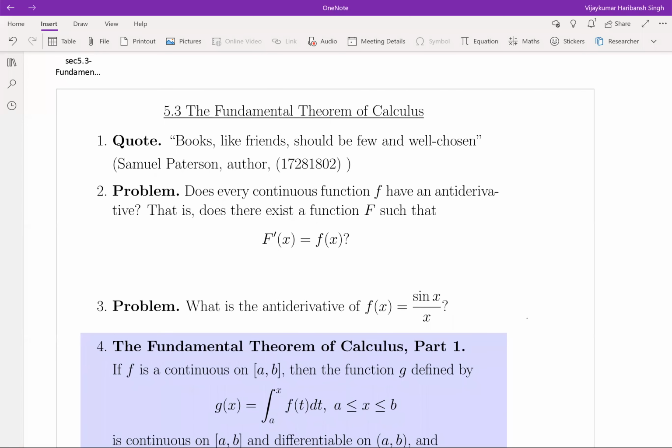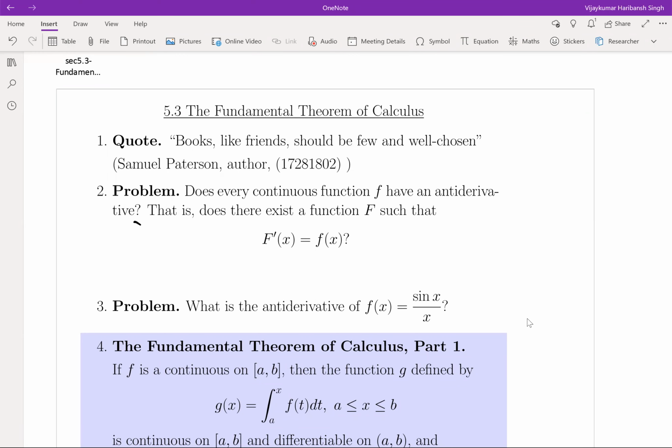So welcome students. Now we are going to discuss the fundamental theorem of calculus. The idea is, does every continuous function f have an antiderivative? And if it does, what does that f look like? So here is the question.